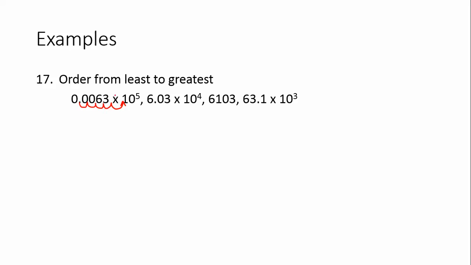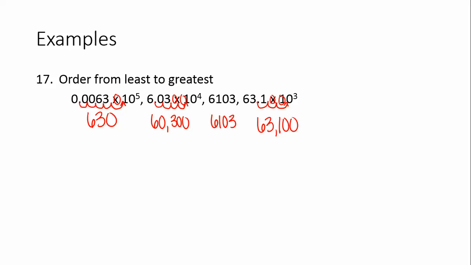We fill in any zeros, so this number is 630. We want to move this one 4 places, 1, 2, 3, 4, fill in any zeros. This becomes 60,300. The third number is already in standard notation, and the fourth number, 3 places because it's positive, fill in some zeros, 63,100. Now we can compare the numbers.